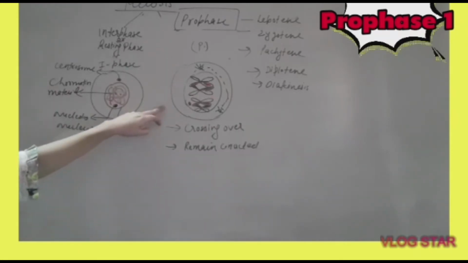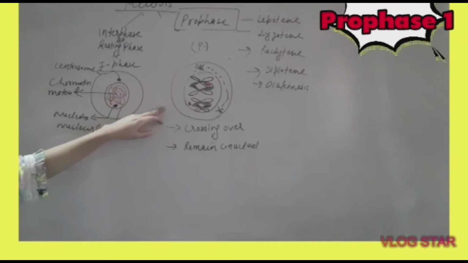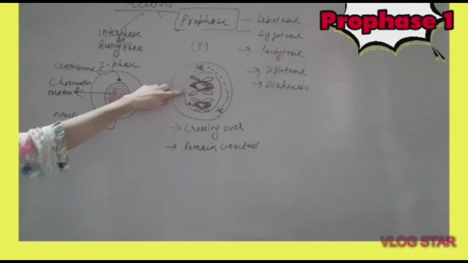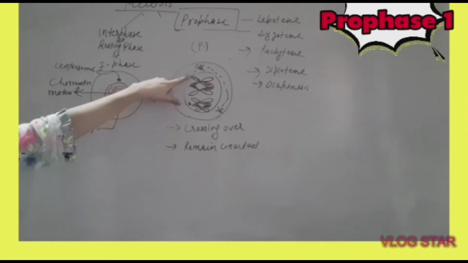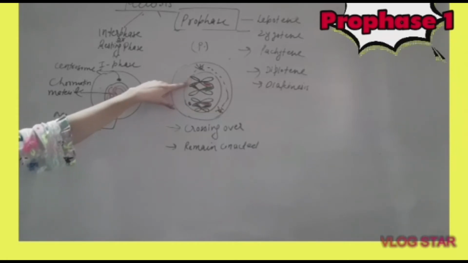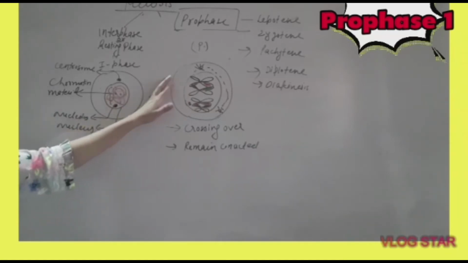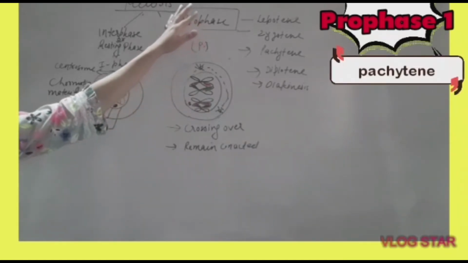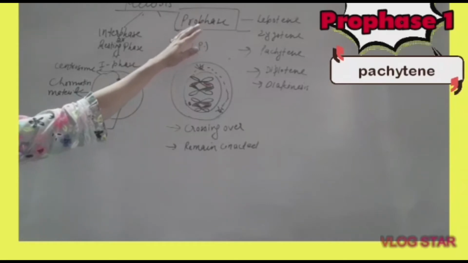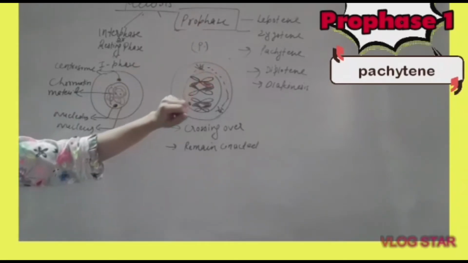This is P phase. In Pachytene phase, what happens? Now chromatids become visible finally. See, I have drawn chromatids 1, 2, 3, 4, 5, 6, 7, 8. There are now 8 chromatids. Doubling of chromosome indeed takes place in Leptotene phase, no doubt, but chromatids become visible only in the Pachytene stage.